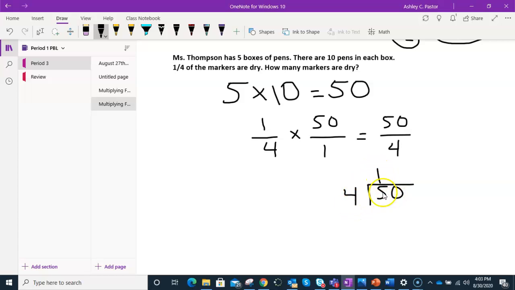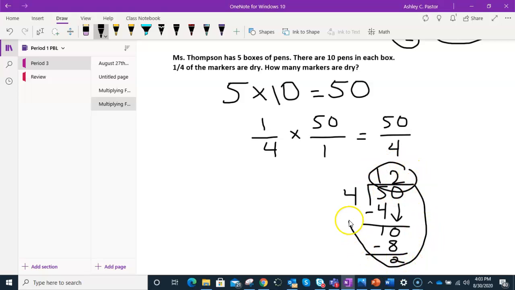4 goes into 5 one time. There's a 10 right here, so 4 goes into 10 twice. And now I get a remainder of 2. So my final answer to this, right, is going to be 12 and 2/4. But you want to be careful, right? Because 12 and 2/4 can also be written as 12 and a half, because 2/4 can be simplified as a half.